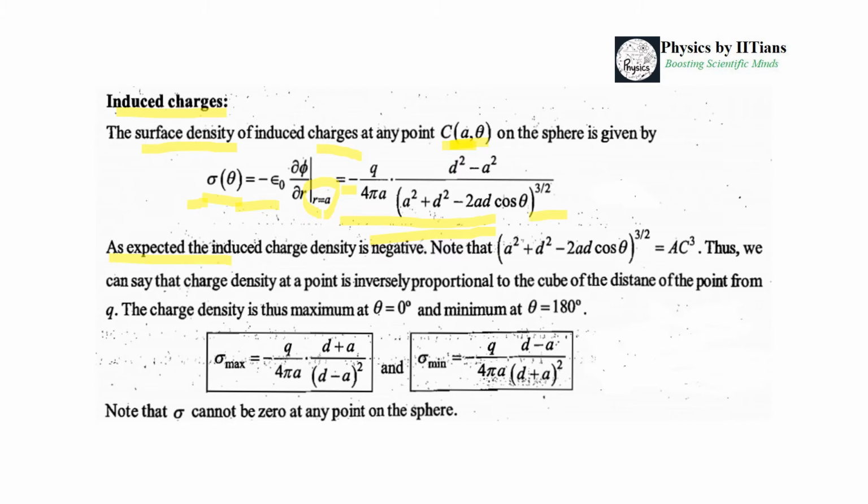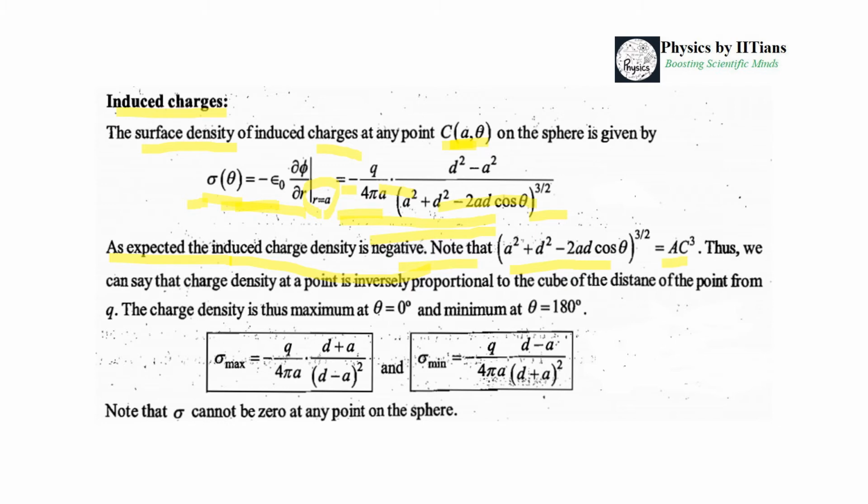So as expected, the induced charge density is negative. Since the image charge is negative, the induced charge will also be negative. So it is totally the same. Now note here that a square plus d square minus 2ad cos theta, this is AC.